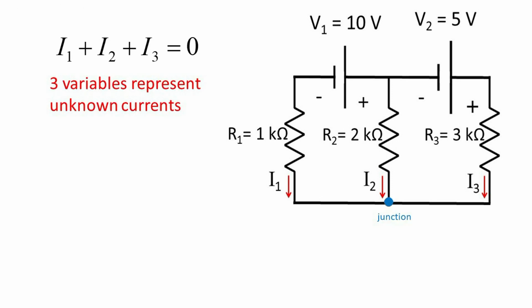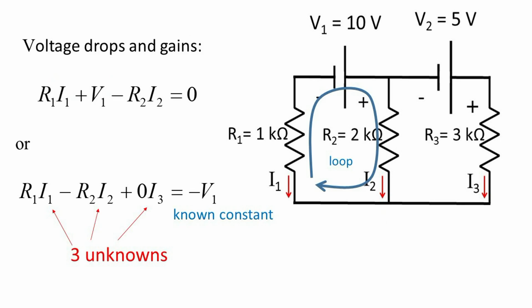Application of the junction rule yields the equation I1 plus I2 plus I3 equals 0 for the 3 unknown currents. Applying the loop rule to the loop on the left and summing gains and drops yields R1I1 plus V1 minus R2I2 equals 0. This may be rearranged into a standard form with the 3 unknowns on the left and the known voltage V2 on the right.